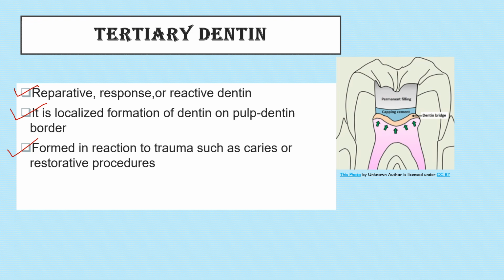In this diagram, as you can see here, the pink portion is nothing but the pulp. Okay, this is the pulp portion. This is the dentin portion and this is the enamel. Okay, as you can see in the diagram.